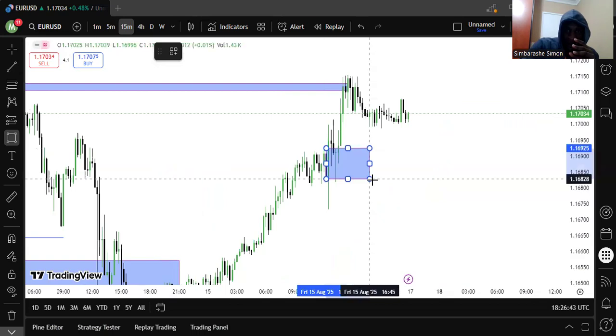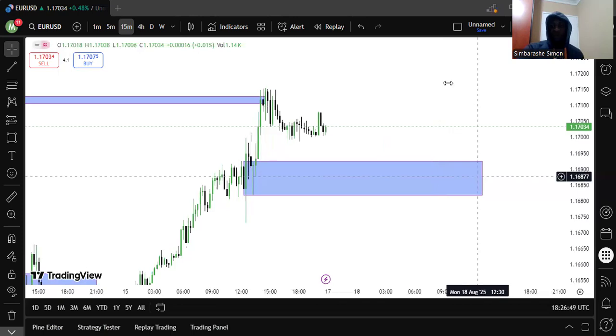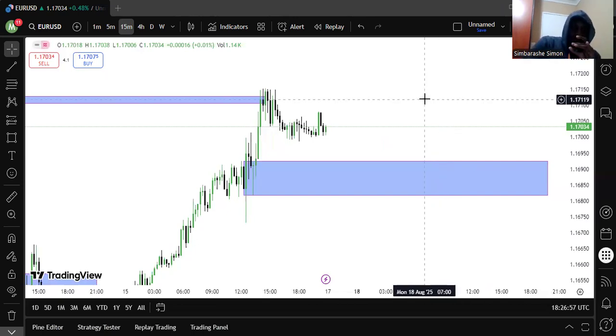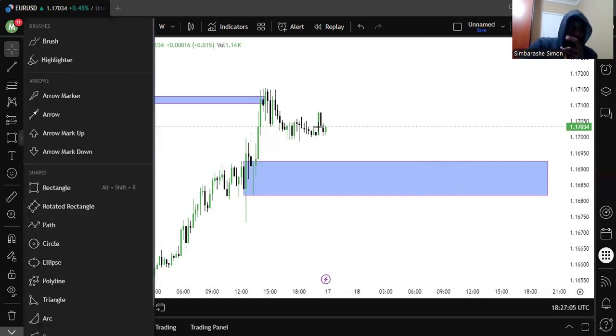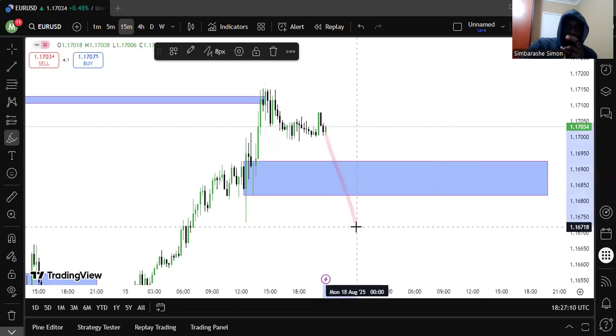Simple, guys. So that's where we are on 15 minutes. Like I said, guys, on the 4 hours we are rating on a supply zone. Now we are on 15 minutes. On 15 minutes, what are we looking for? If we can get a choke, something like this. If market comes all the way and breaks this zone here, that means we are bearish.